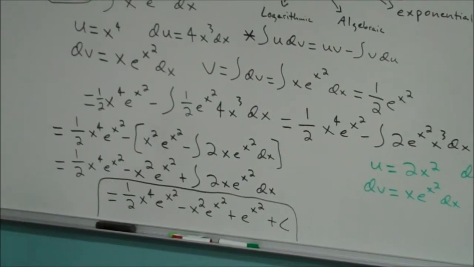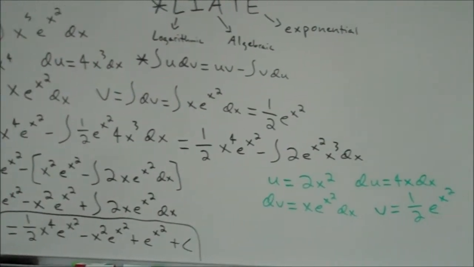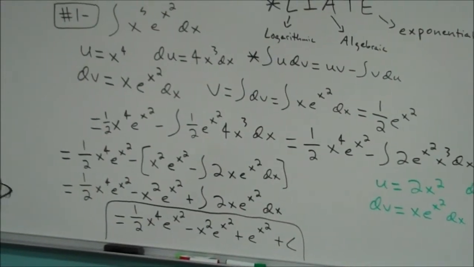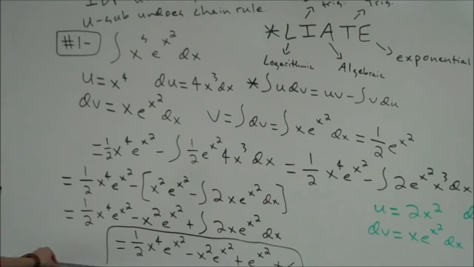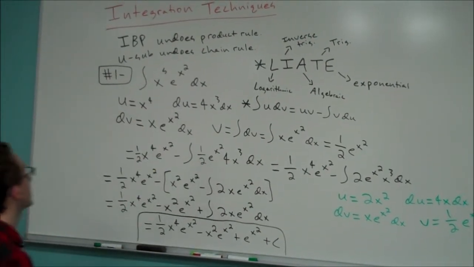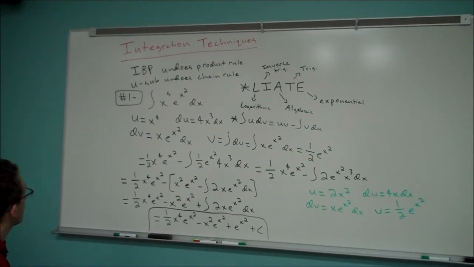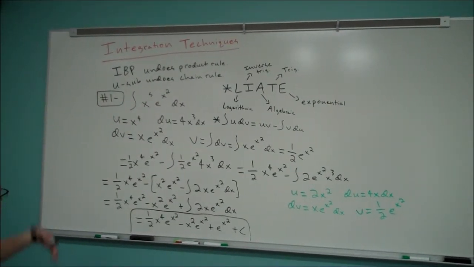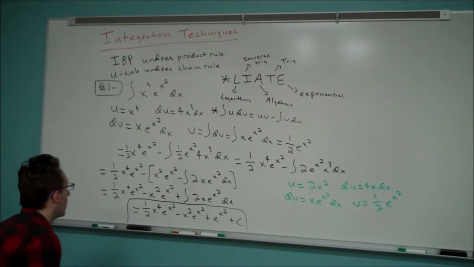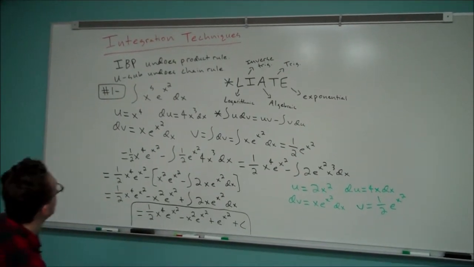But an important thing to note here, obviously, is our LIATE acronym. It won't work all the time, but it will work most of the time. And then another important factor here was the fact that we chose u to be x to the fourth rather than x to the fifth. It's important that we make those conscious choices so that we can leave behind whatever we need in our dv to allow us to integrate. And then doing IBP just twice got us to our final answer right here.